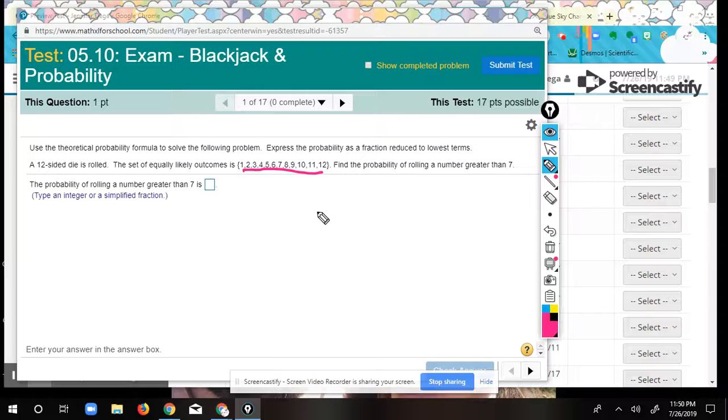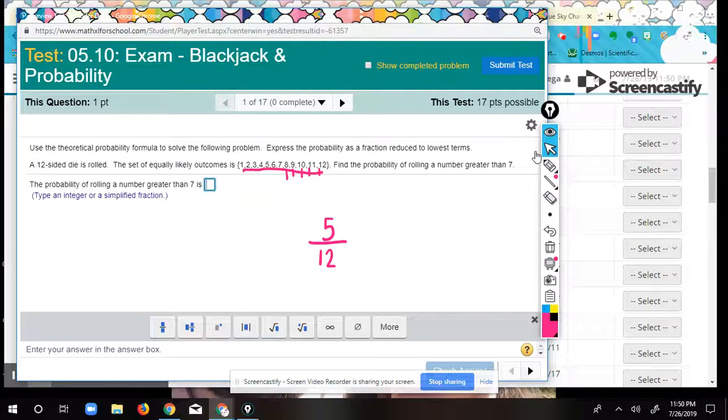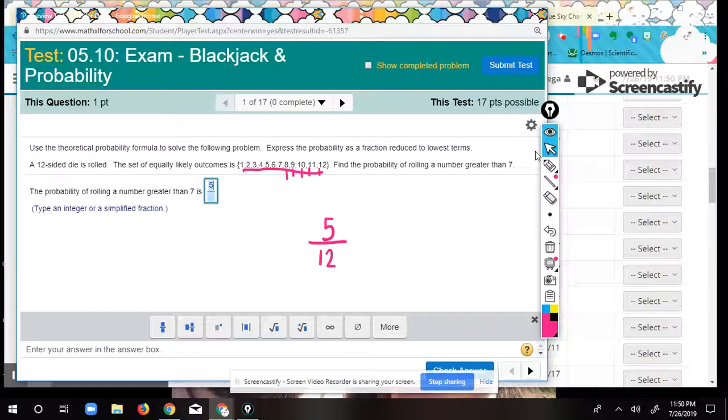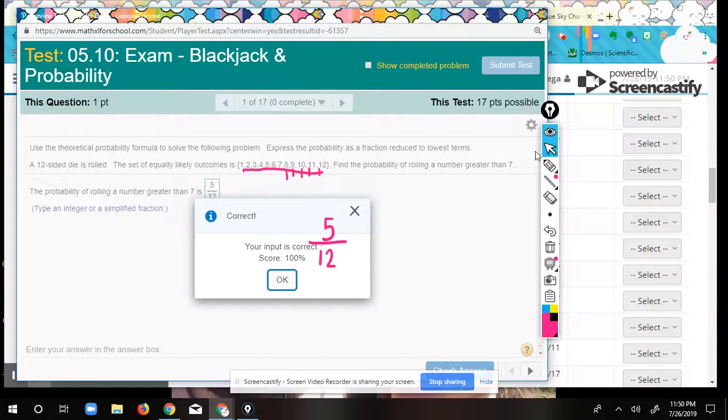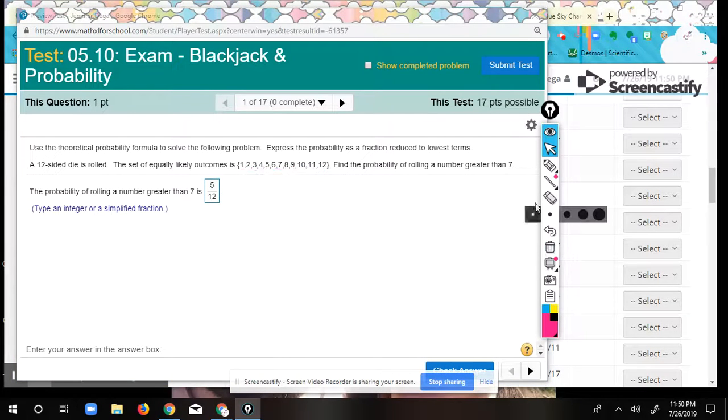So the way you do probability, on the bottom is the amount of outcomes. There are 12 different sides to this die, so there are 12 outcomes. Let's find how many are greater than 7: 1, 2, 3, 4, 5 of them. So the probability, and we can't reduce that fraction at all, is 5/12. And we're right! Yay! Next one.